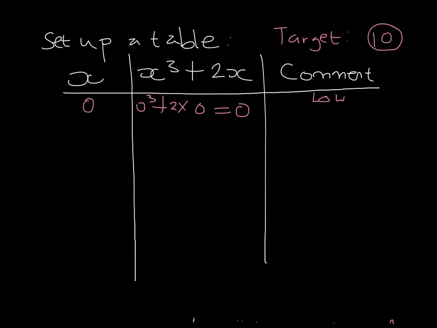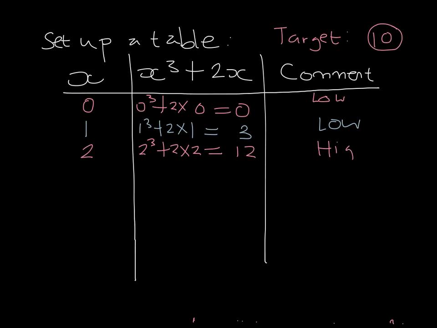I'm now going to try 1. So I'm going up in a whole step. I'm going to do 1 cubed plus 2 times 1, which is equal to 3. This is still lower than 10, so I'm going to make the comment low. I'm now going to sub in a value of 2, again going up in a step of 1. So we have 2 cubed plus 2 times 2, which is equal to 12. Notice this is higher than 10, so I'm going to write in high.